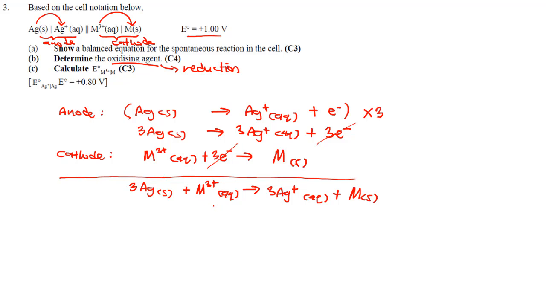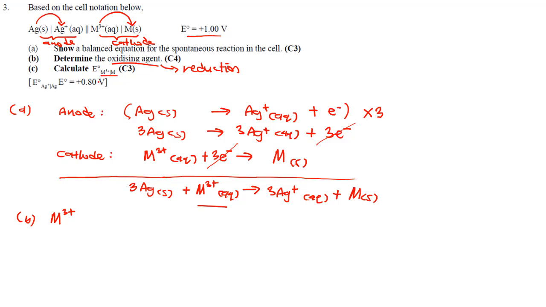So kalau kita tengok, silver ni dia undergoes oxidation. M3 plus ion yang undergoes reduction. So jawapan dia adalah M3 plus. Oxidizing agent, ingat adalah spesies yang undergoes reduction. M3 plus. Okay. Alright. Next, dia suruh calculate E0 untuk kita punya M.